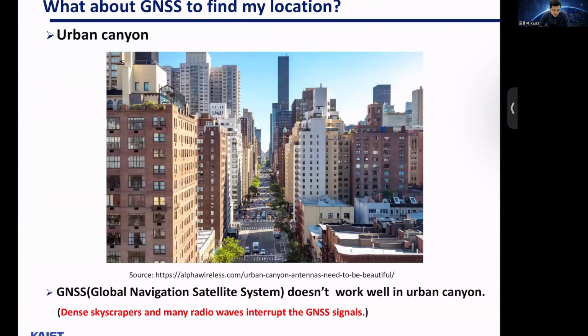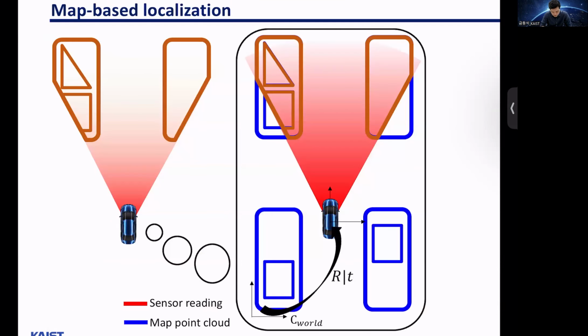What about GNSS to find my location? So we talked about maps, but what about localization? Well, we can use GNSS or GPS, but when you go into an urban canyon, big cities, GNSS doesn't work well. So what is necessary is map-based localization.